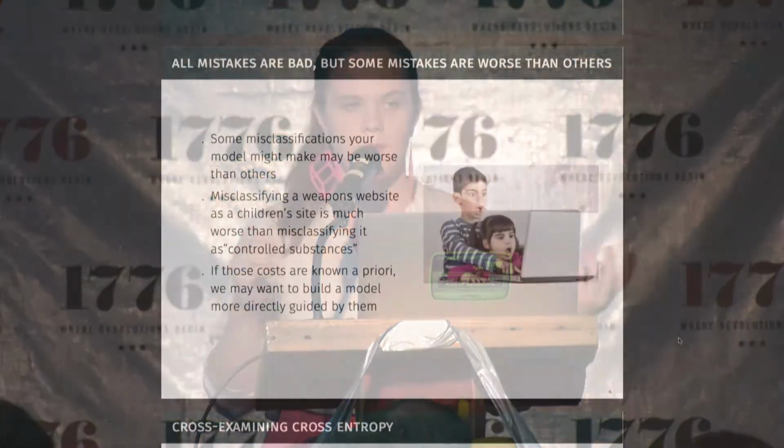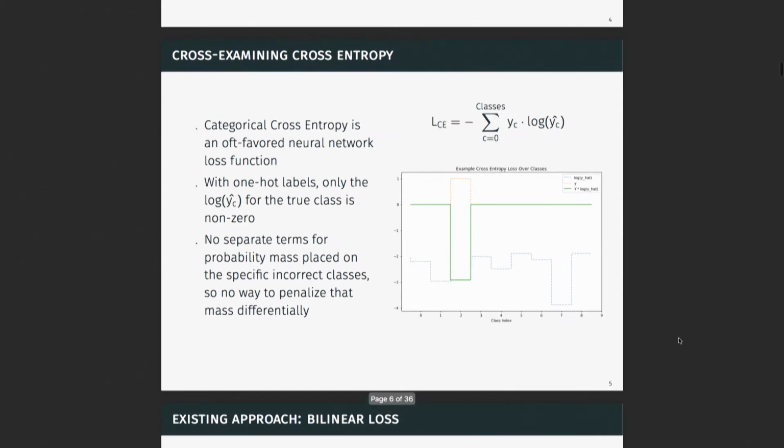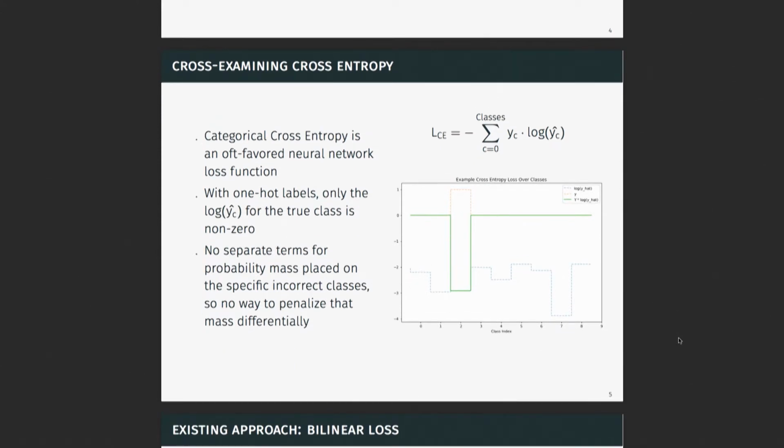They may not be known perfectly quantitatively, but they might be known ordinally, that some things are worse than others. And we may want to build a model that is guided by that information. So let's dive into cross-entropy.